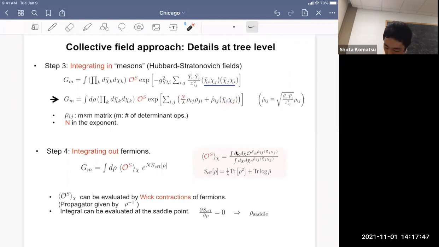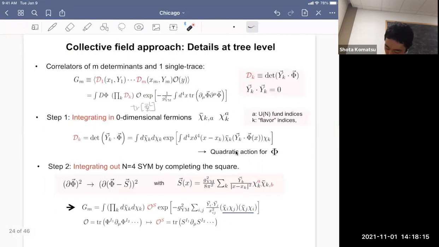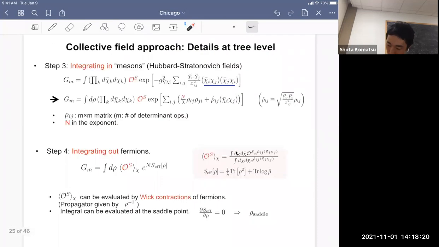So if you do that, we get some effective action of rho, which involves this term and the determinant of this term, which also scales like n. Then what you need to do is find the saddle point of this action. And if you have an extra insertion, this extra insertion, just to remind you, is given by this field S, where S was the bilinear fermion. So when you do the fermion integral, you also need to do the Wick contraction for this operator.